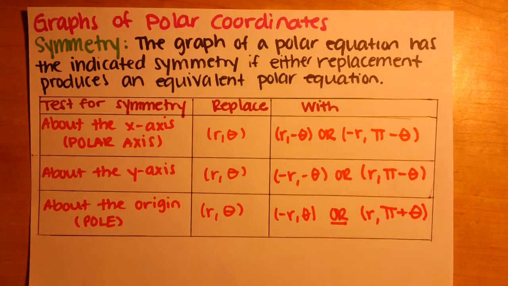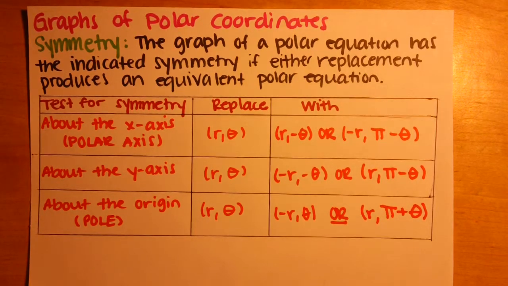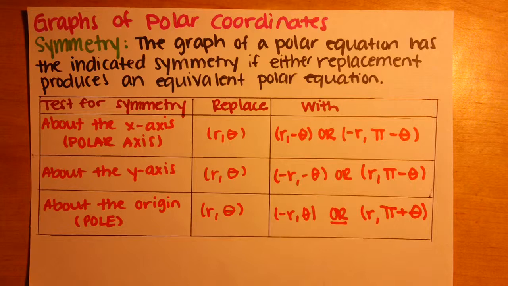In this lesson, we're going to talk about the graphs of polar coordinates. So when we're talking about the graphs, we're going to look at symmetry often. So in the symmetry, the graph of a polar equation has the indicated symmetry if either replacement produces an equivalent polar equation. So there's two replacements for each.